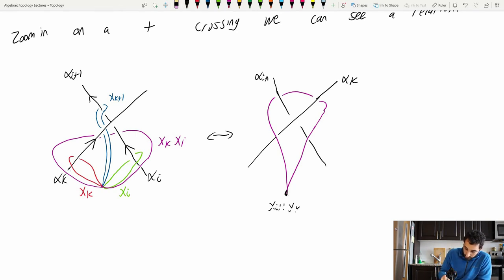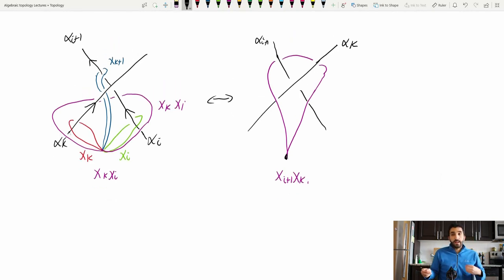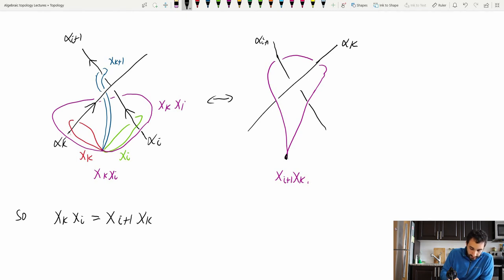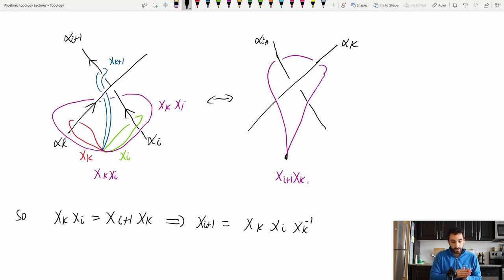So I'll write these out in purple so we can keep track of them. Here it looks like XK, XI, and here it first goes around alpha I plus 1, so XI plus 1, and then it goes around alpha K, so XK. And these loops are clearly homotopic. So XK, XI is homotopic to XI plus 1, XK, which is usually written as XI plus 1 is equal to XK together with XI followed by XK inverse. So to get this, I just multiplied by XK inverse on the right of the previous relationship.